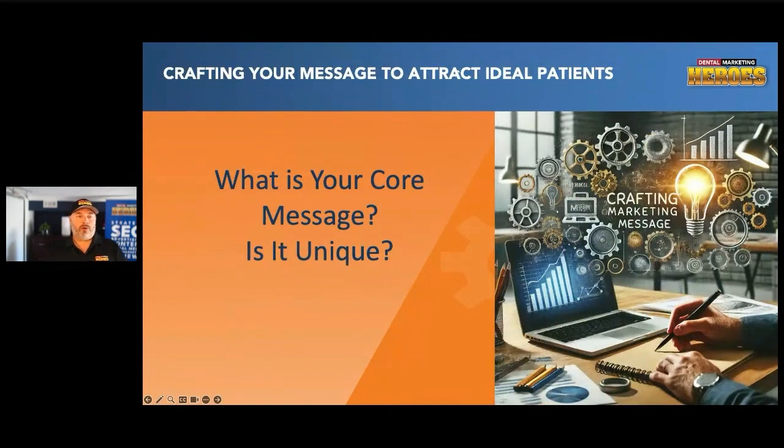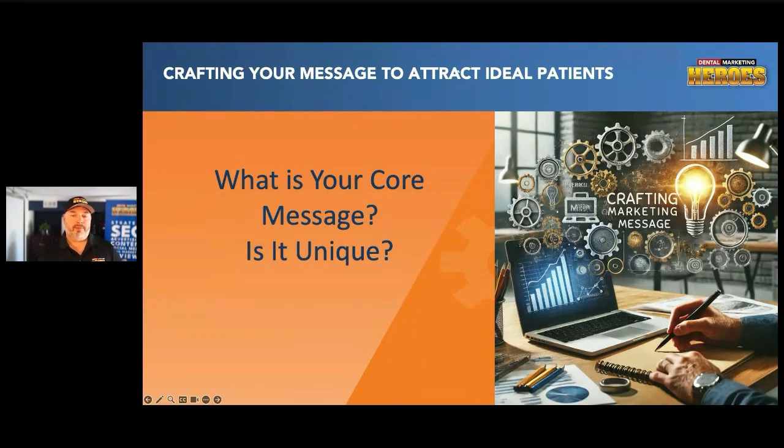One of the most important ways that you can attract ideal patients is by crafting a message that attracts your ideal patients. And this involves more than just words. It's about conveying value and the quality of your service. Use language that speaks directly to your target audience and highlights what makes your practice unique. Avoid generic phrases and focus on specifics that set you apart.